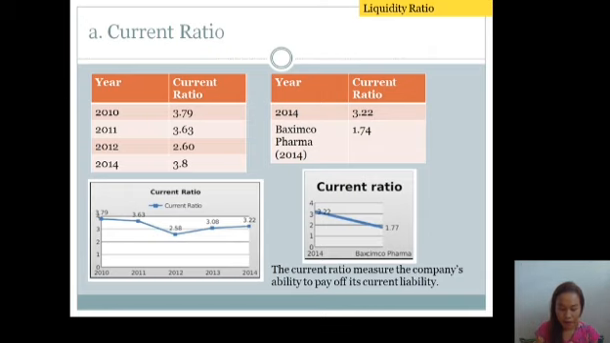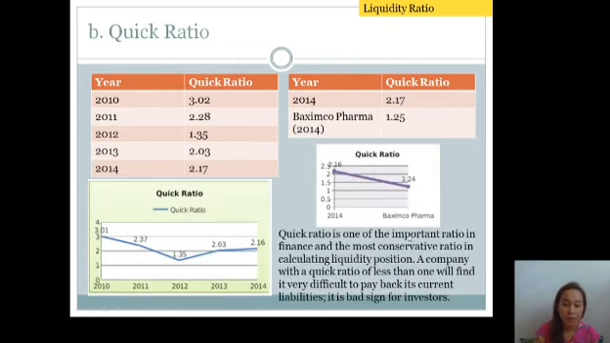On the other hand, compared to the most recent year current ratio of Baximco Pharma in 2014, Linde's ratio is also better than that. Therefore, in a concluding note, we would like to say the company has enough current assets to make the payments of short-term liabilities. So next one is the quick ratio.